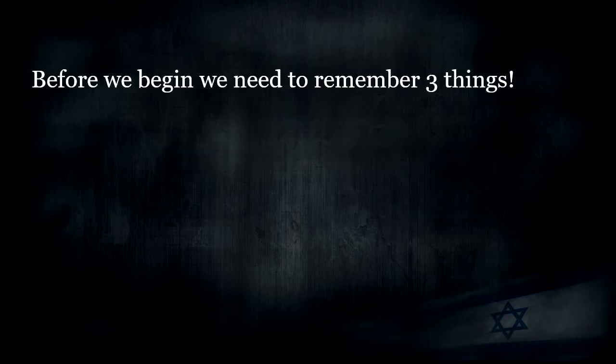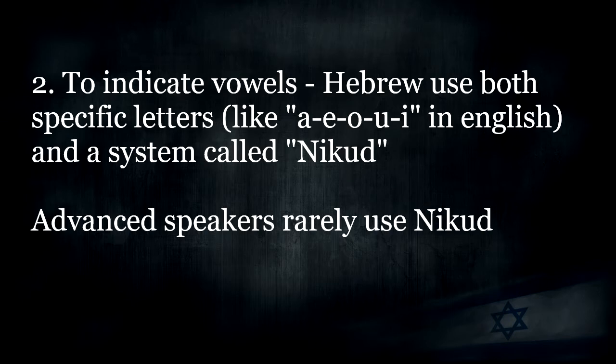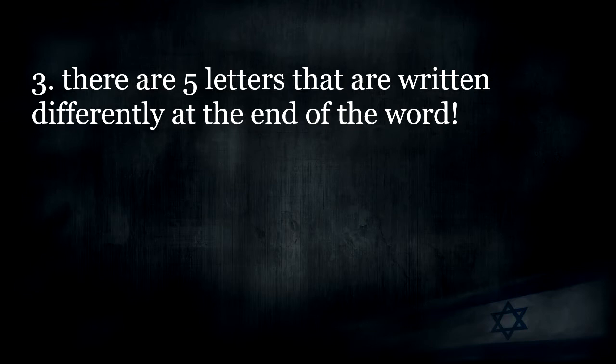Before we begin, we need to remember 3 things. 1. Hebrew is written from right to left. 2. To indicate the vowels, Hebrew uses both specific letters and a system called nikud. Advanced speakers rarely use nikud. 3. There are 5 letters that are written differently at the end of the word. Pay attention as we go through the letters.